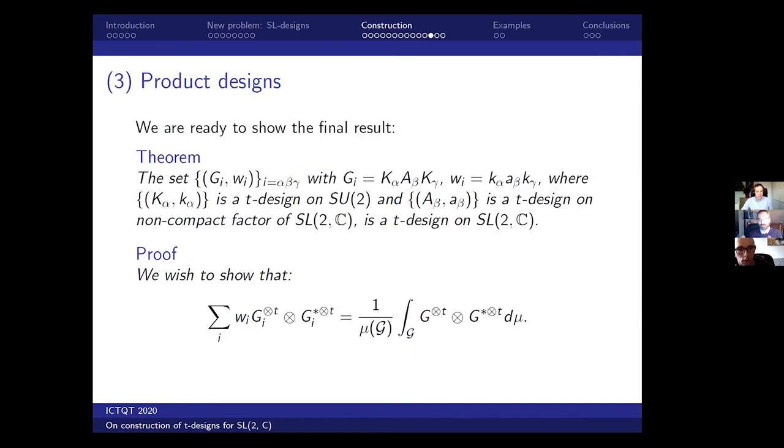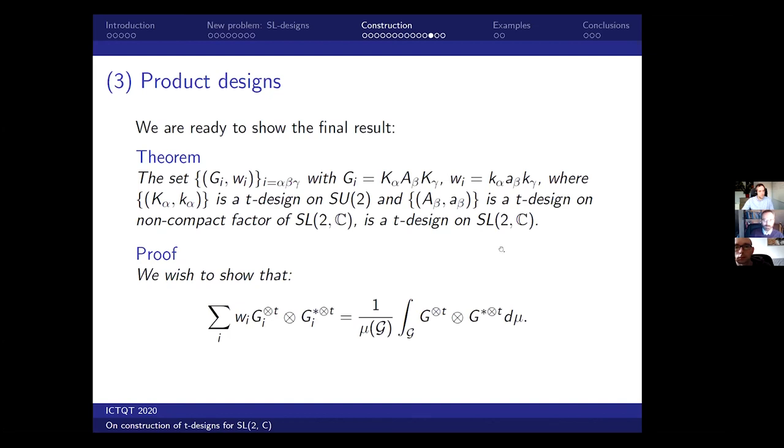Okay, so having these two components, this KAK decomposition and these quadratures over the non-compact part, now we can take them together and construct the final SL design. This is basically our main theorem: if we take an SU2 design on this K, and a design on this non-compact factor of SL2C, constructed using these Gauss-type quadratures, then we can easily construct an SL design on the entire group SL2C by taking just the product of these.